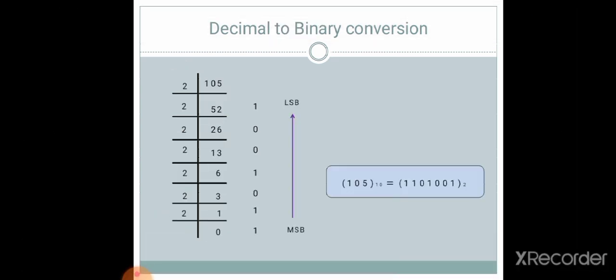See, the arrow is shown how to copy your answer. We have copied our answer from MSB to LSB, means most significant bit to least significant bit. What is MSB, LSB? That is explained in previous lecture. So the answer is like 11010001, right? So we have copied our answer from bottom to top. This is the way of writing answer, and we can call it, we have written the answer from MSB to LSB. So this is the decimal to binary conversion.